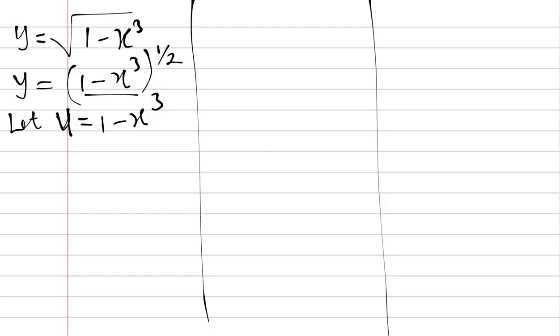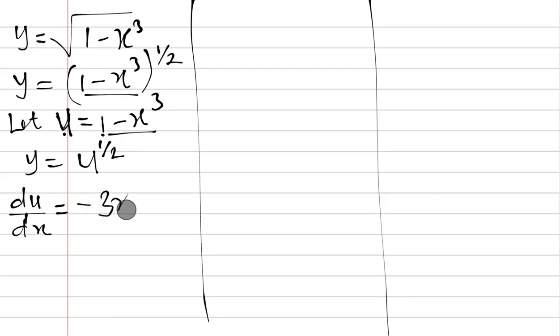So that means from here now, since everything here is now u, your y will now become what? u raised to power 1 over 2. Are you getting that now? So that means our du dx, that is differentiate u with respect to x. If you differentiate 1, what will you get? 0. If you differentiate minus x raised to power 3, what will you get? You get minus 3x raised to power 2. Are you seeing that? That is what you are going to have.